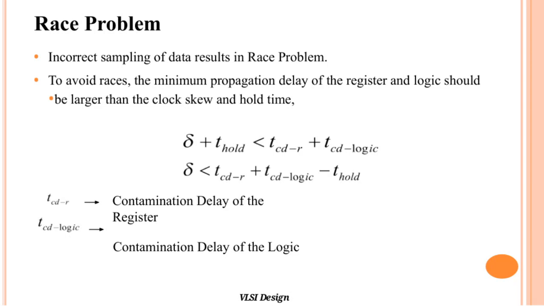Here we're looking at the race problem, which is a common issue in VLSI design. Essentially, a race occurs when the sampling of data isn't done correctly. To prevent this, the minimum propagation delay through the register and the logic must be greater than the sum of the clock skew and the hold time. This ensures that data has enough time to settle before being latched. Two important concepts here are the contamination delay of the register and the contamination delay of the logic. These delays impact how quickly signals begin to change after a clock edge, and managing them properly helps avoid race conditions in the design.